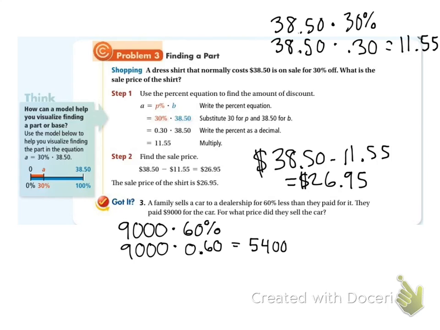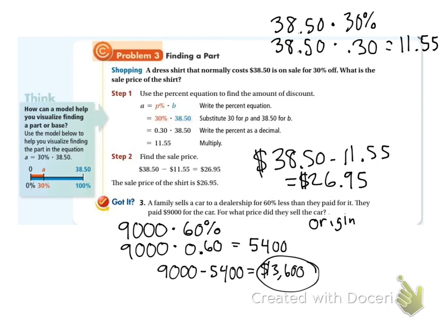And they took 60% off, so I need to do 9,000 minus 5,400, which gives me 3,600. So that's how much they sold their car for, 3,600. So I do the original times the percent, and we'll call this X. That gives me X. And then I do the original minus X, and that gets me my cost.